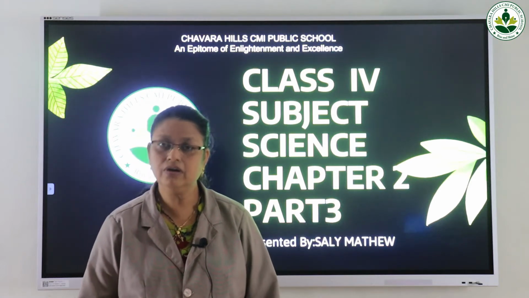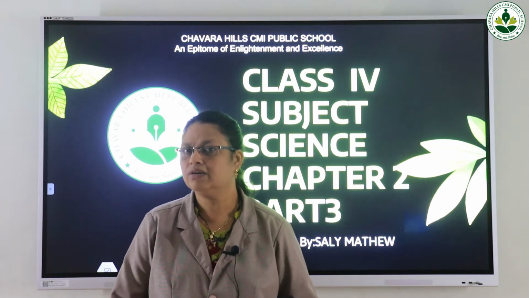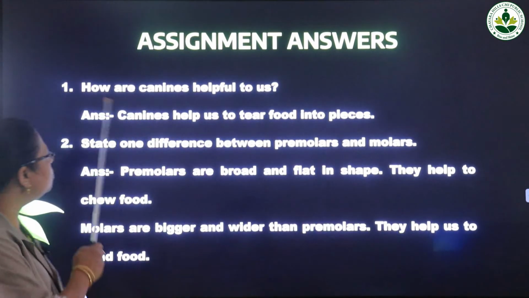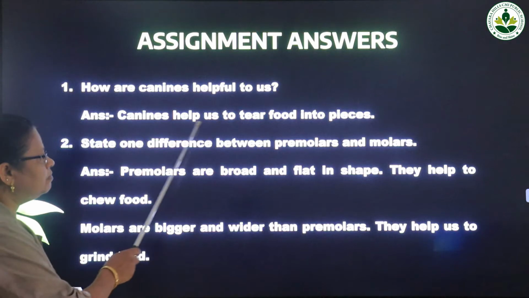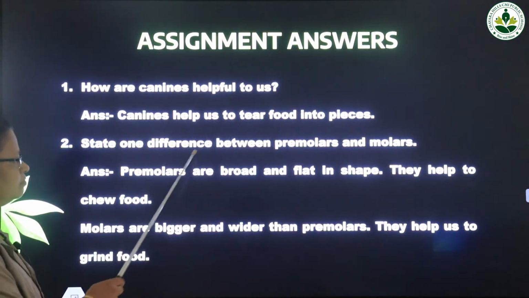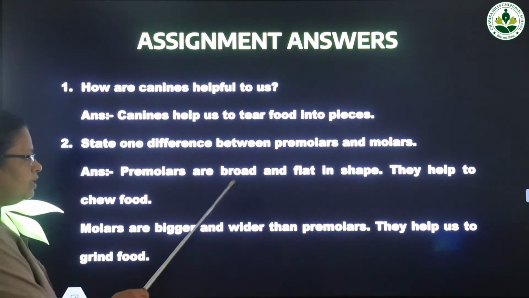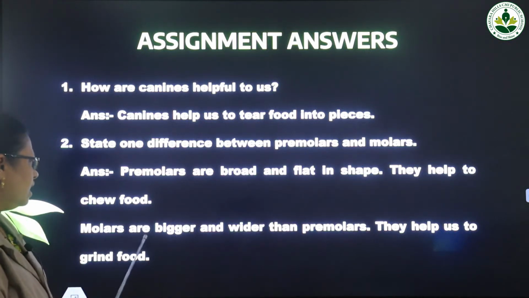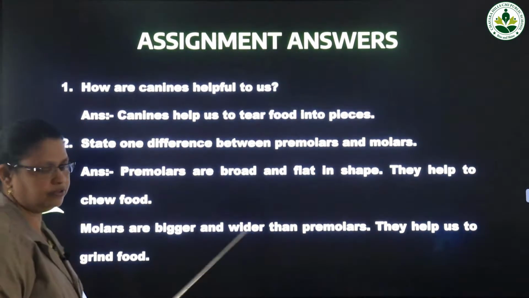Before going to our class, we will see the answers of the questions given in the previous class. The first question, how are canines helpful to us? Answer, canines help us to tear food into pieces. And state one difference between premolars and molars. Premolars are broad and flat in shape. They help to chew food. And molars are bigger and wider than premolars. They help us to grind food.